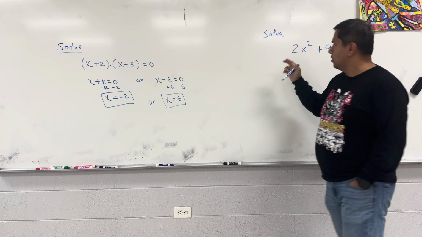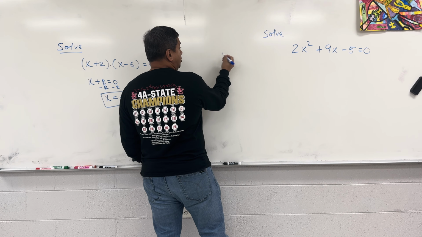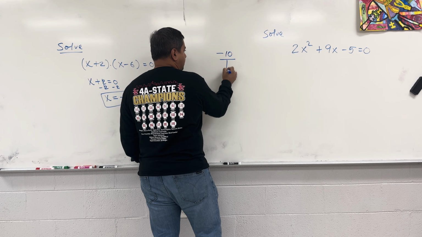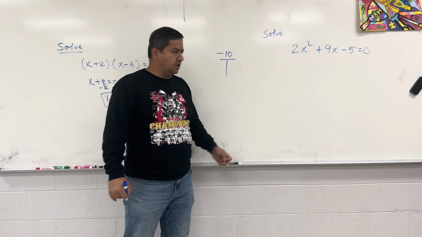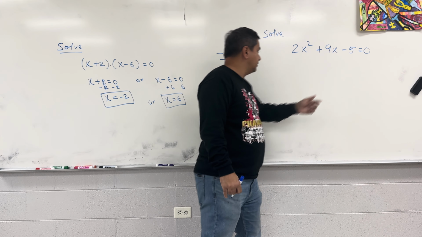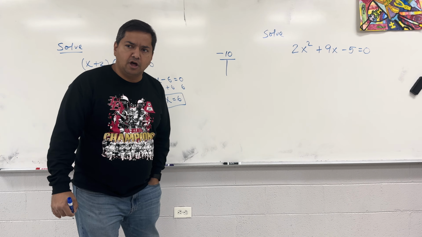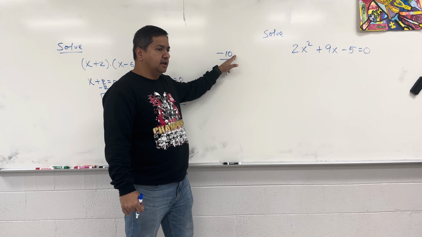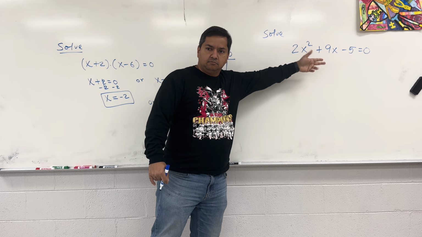-5. So we take our A and multiply with our C, right? So what do I get when I multiply 2 times the -5? -10. All right, you can write your A, C, B, A, B, C like we've done, but it's your A times C. So 2 times the -5 gives me -10. Then I'm looking for two numbers that multiply to -10, but at the same time also add up to +9, right?